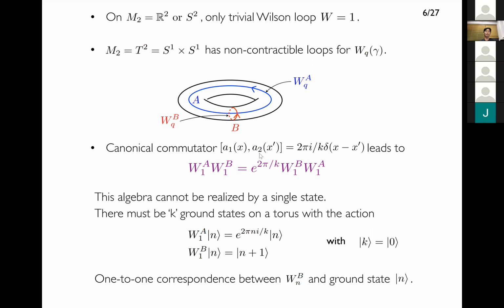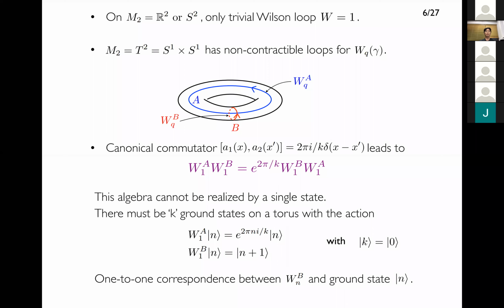The spatial components of the gauge field satisfy this canonical commutator. This implies the Wilson loops around the A cycle and B cycle obey this non-trivial algebra, okay? The loop operators do not commute, and this algebra cannot be realized by a single state. In fact, we need at least K states. It turns out that this theory on a torus has K ground states for level K, okay?